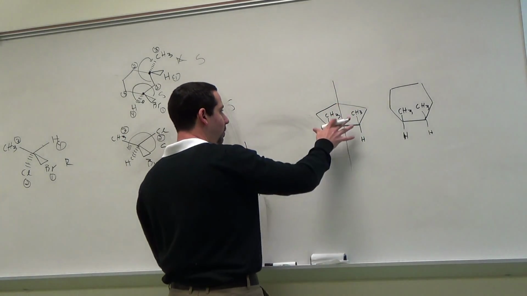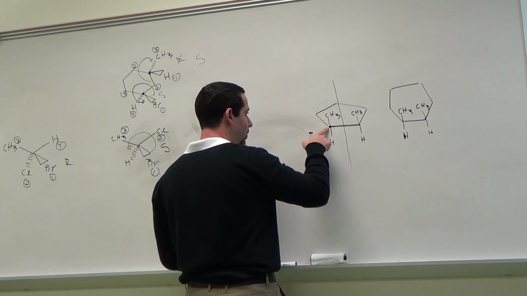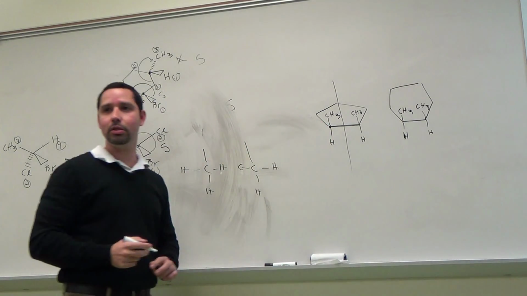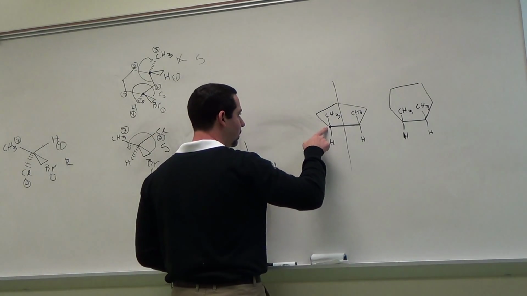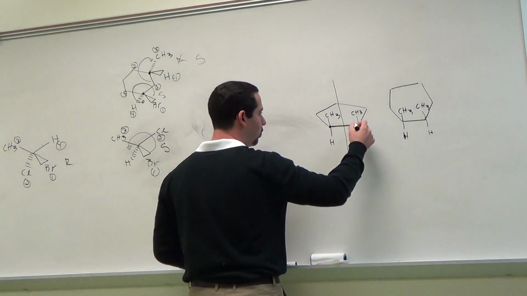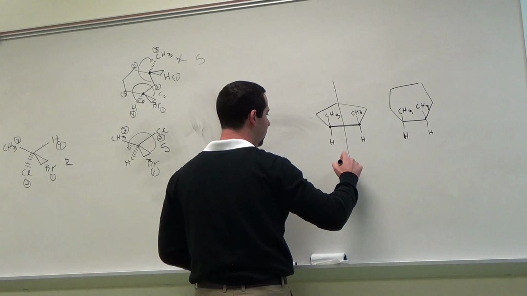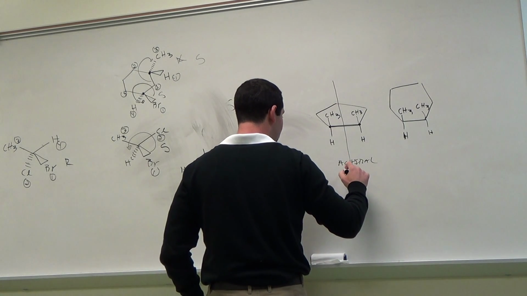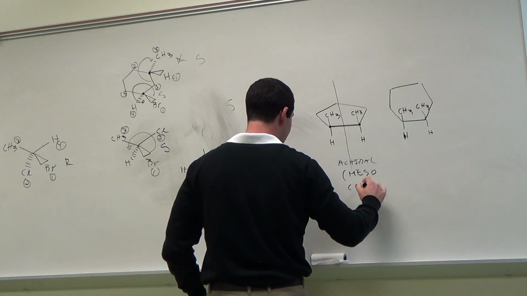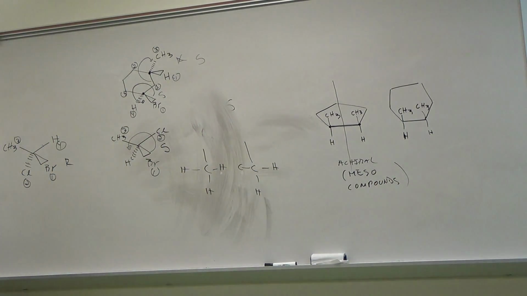If there is a plane of symmetry, this center here, is this chiral? No. It has a hydrogen, CH3. Explain to me. Does it have 4 different groups on it? Yes. It has 4 different groups on it. And this one has carbon, 4 different groups on it too. But because this has a plane of symmetry, this is considered achiral. And it is achiral and called a meso compound. And meso compounds have a plane of symmetry and are achiral.